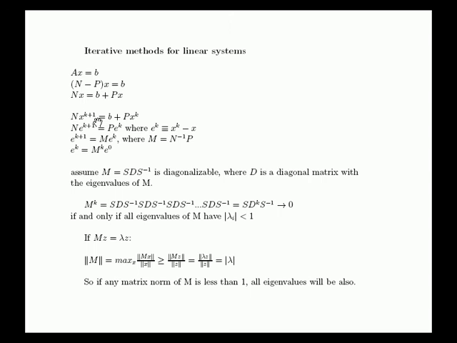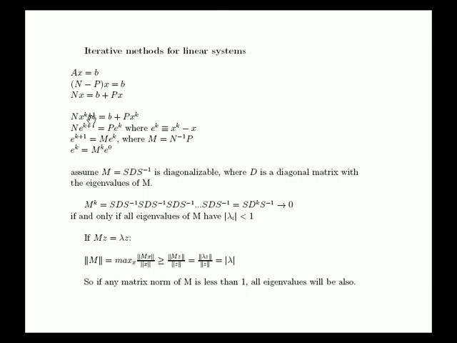We'll have two methods, Jacobi and Gauss-Seidel, where we have different choices for N. I'll go ahead and tell you that for the Jacobi method, N will be the diagonal part of A, and for Gauss-Seidel, it will be the lower triangular part. So subtract these two equations. This is the equation satisfied by the exact solution x.